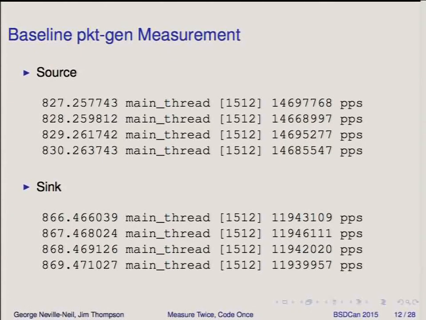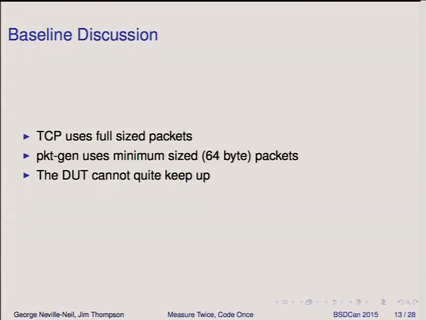So we saw 9.4 gigabits per second with TCP. I really should put commas in here. See the source, see the sink? They don't match. Why is that? That's because this is the packet gen measurement. This is just raw packet performance. And so somewhere we are losing packets, and part of the exercise is to find out where.